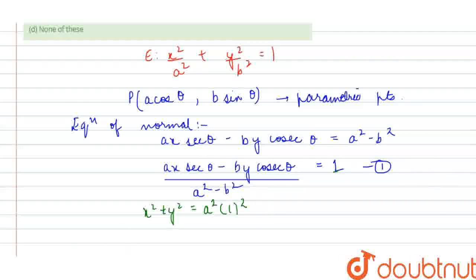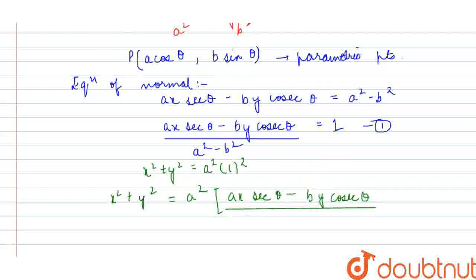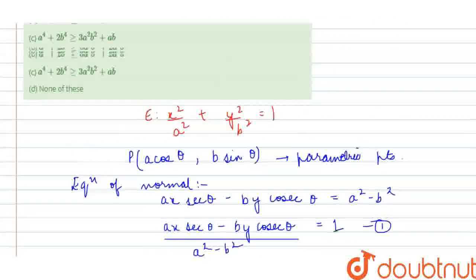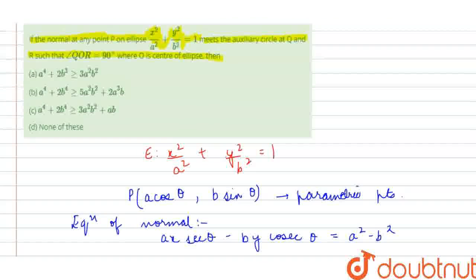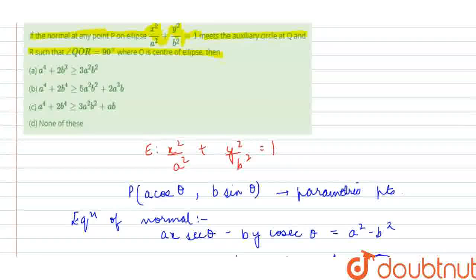So proceeding further, the equation of the circle becomes x square plus y square is equal to a square into ((ax secant theta minus by cosec theta) upon (a square minus b square)) whole square. Correct. Now basically what I have done is, in place of 1, I have used this value which we found above from the equation of the normal. Now it is also given in the question that it meets the auxiliary circle at Q and R such that angle QOR is equal to 90 degree, where O is the center of the ellipse.